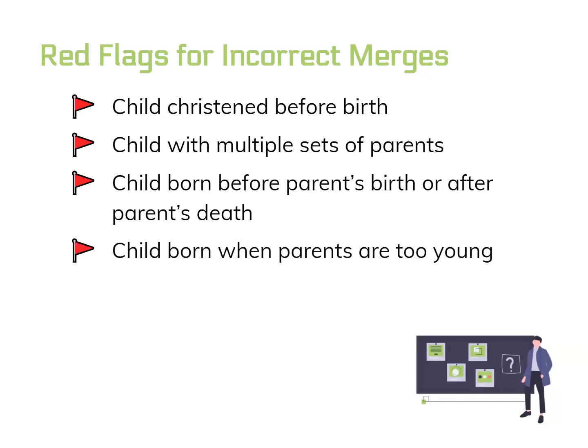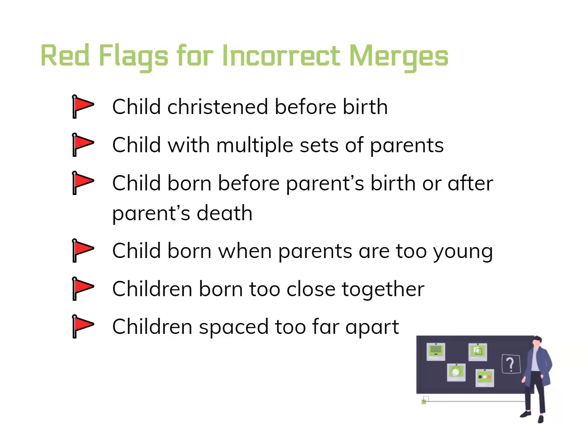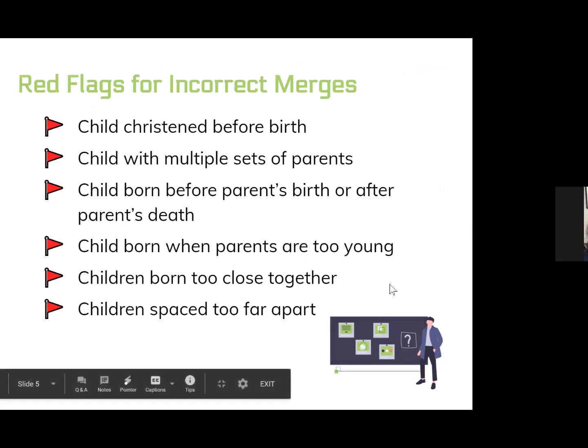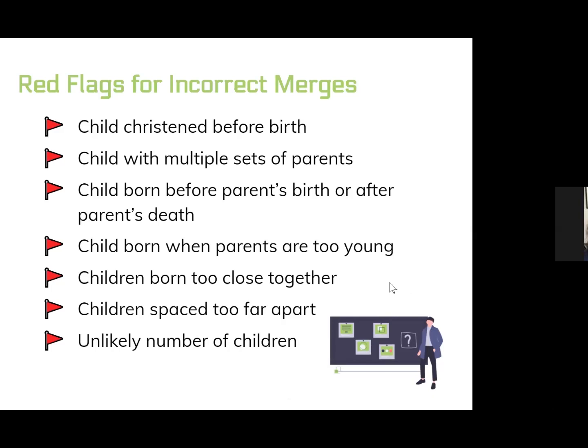A child born when the parents are too young. A woman doesn't have children when she's 3. Children born too close together, children spaced too far apart. I remember seeing a family where there was a group of children that was born, I don't remember the exact date, but let's just say for the sake of example, it was around 1850. And then suddenly they had another batch of children around 1890 or something, with a 20-year gap in between. Probably not going to happen, and at least it's a red flag that we would want to look into, and usually it's because of a bad merge.